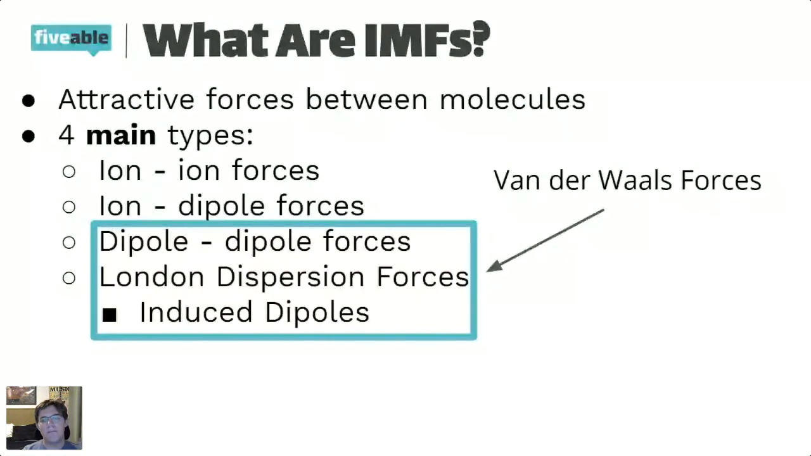There are 4 main types of intermolecular forces: ion-ion forces, ion-dipole forces, dipole-dipole forces, and London dispersion forces. We'll go through each of these 4 in detail. The ones with dipole and London dispersion are called van der Waals forces. You don't really need to know that, but if they do refer to it, that's what they're referring to.